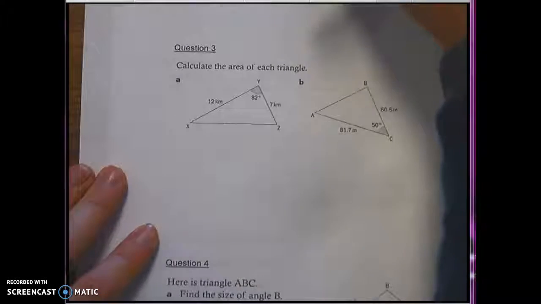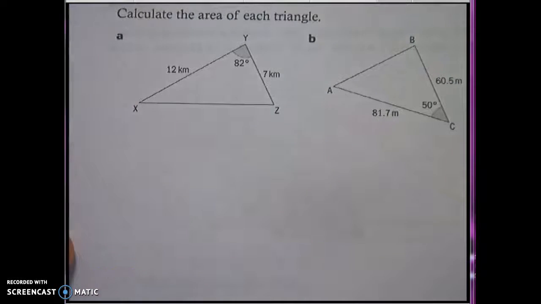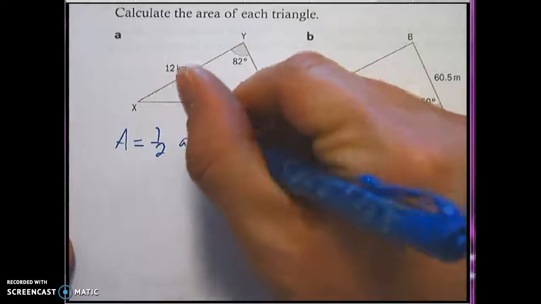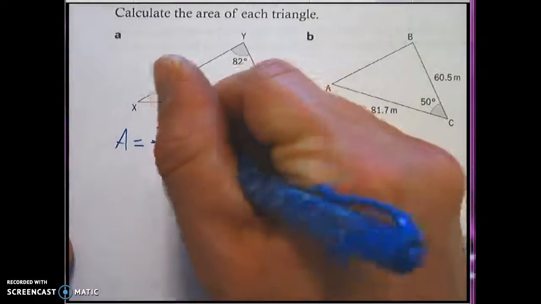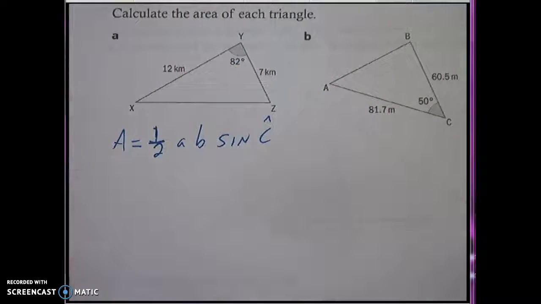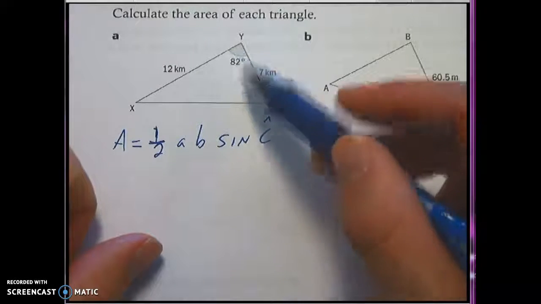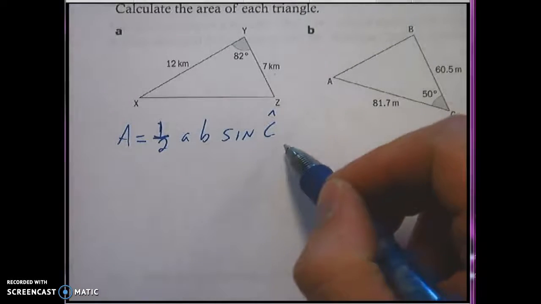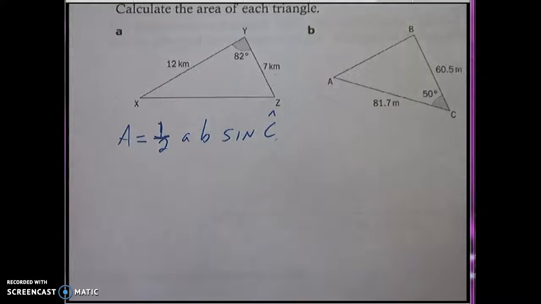Let's find the area of this triangle right here. And I want to use this formula, area equals 1/2 ab sine of angle C. You can only use this formula when you've got two sides and an included angle. Remember, an included angle is an angle that falls between two sides that we know. So we do. This 82 degrees is an included angle. In order to use this formula, that angle C has to be the included angle.